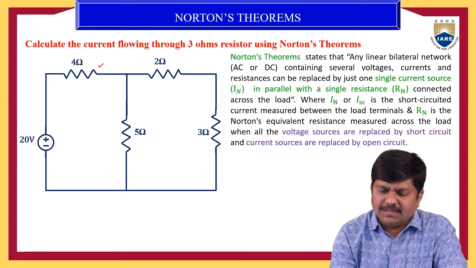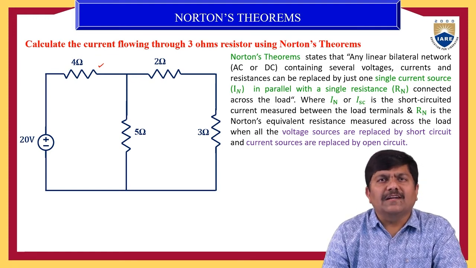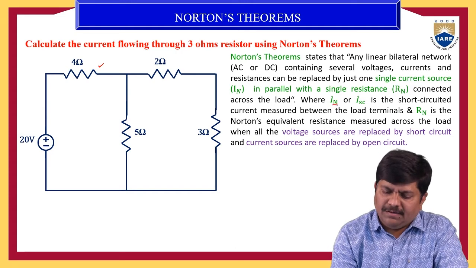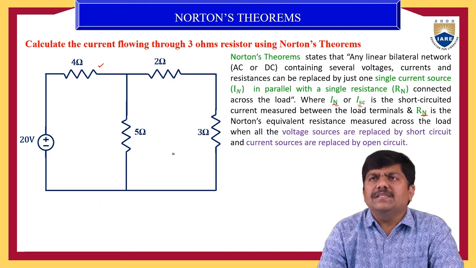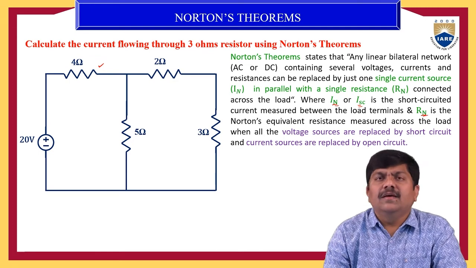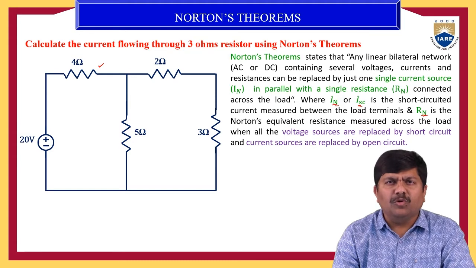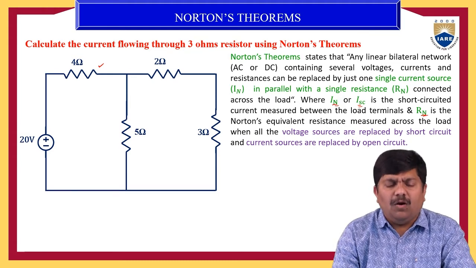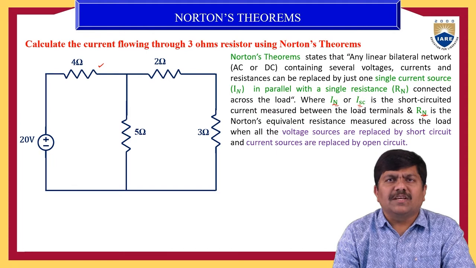This short circuiting current or Norton's current, we represent as the equivalent current source in Norton's theorem, that is IN or ISC. And this RN is more or less similar to our RTH; the same method is used to calculate the Thevenin's equivalent resistance. RTH and RN are both the same. To determine the equivalent resistance, RTH or RN, voltage sources we short circuit and current sources we open circuit.